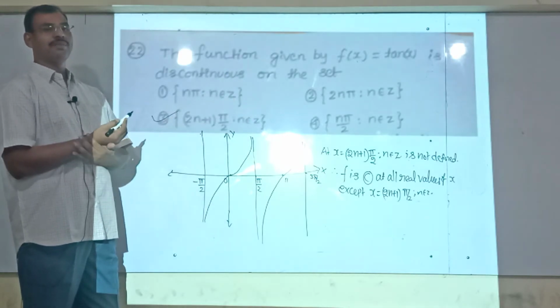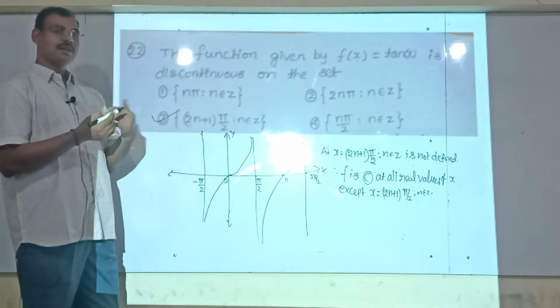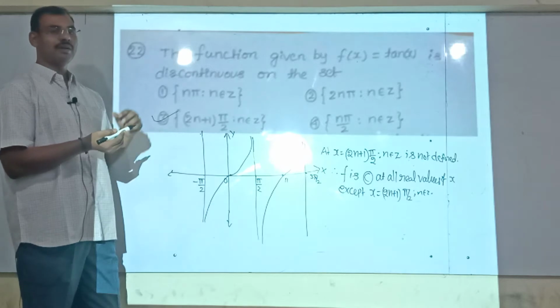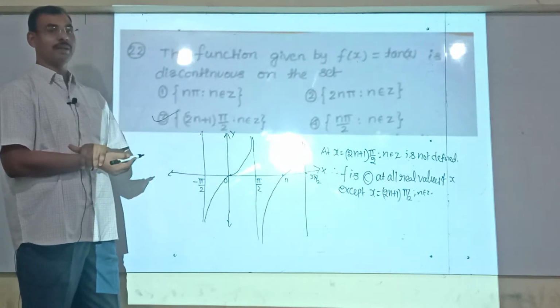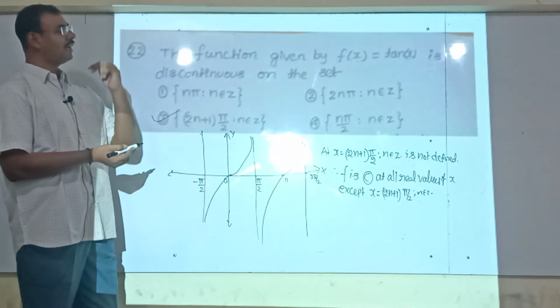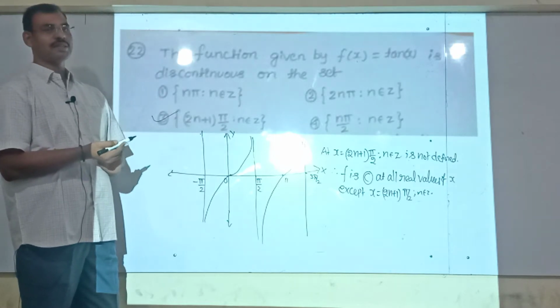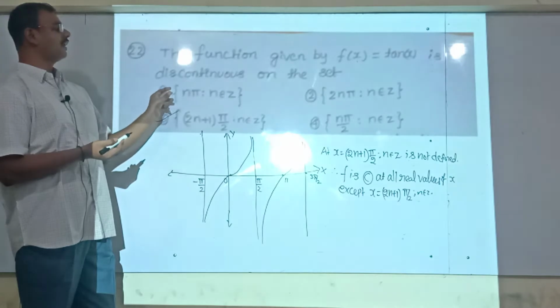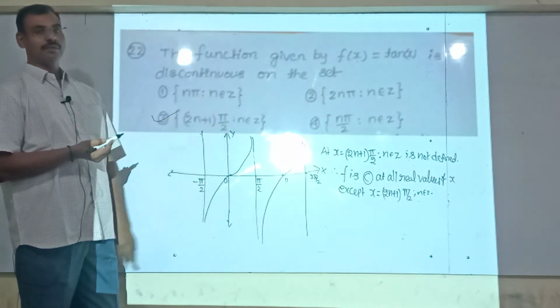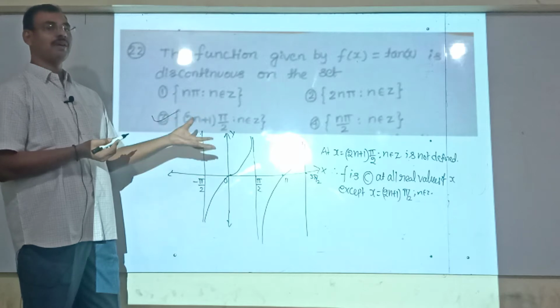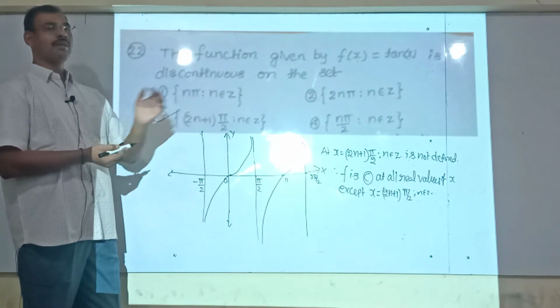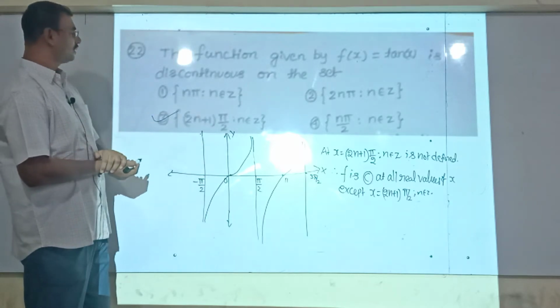Cot, where it is defined and where it is not defined, is important. Cot is not defined at multiples of pi only, n pi. So there it is discontinuous. At x equal to n pi, cot x is not defined, hence it is discontinuous. Except that value, for all remaining real numbers, it is continuous.